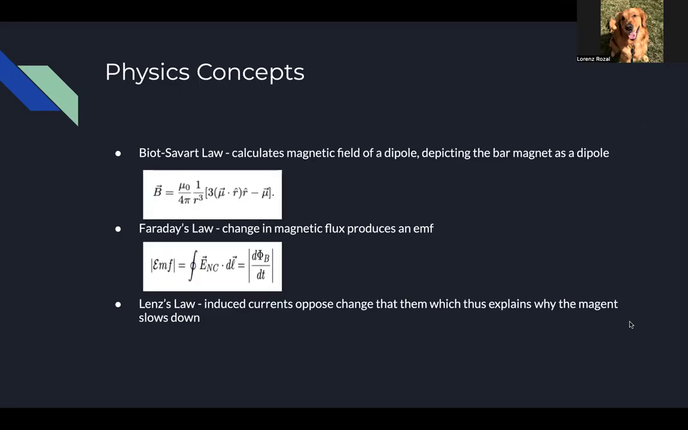The main physics concepts used were, one, the Biot-Savart law, which calculates the magnetic field of a dipole, depicting the bar magnet as a dipole; then Faraday's law, which shows that a change in magnetic flux produces an EMF; and then Lenz's law, which shows that the induced currents created by that oppose the change, which reflects why the magnet slows down.